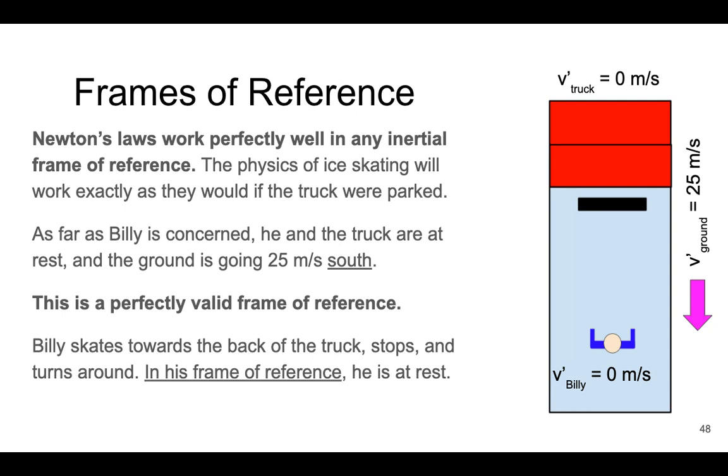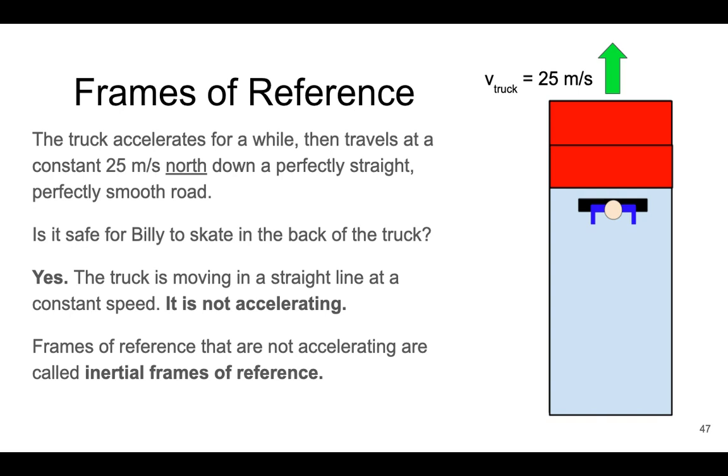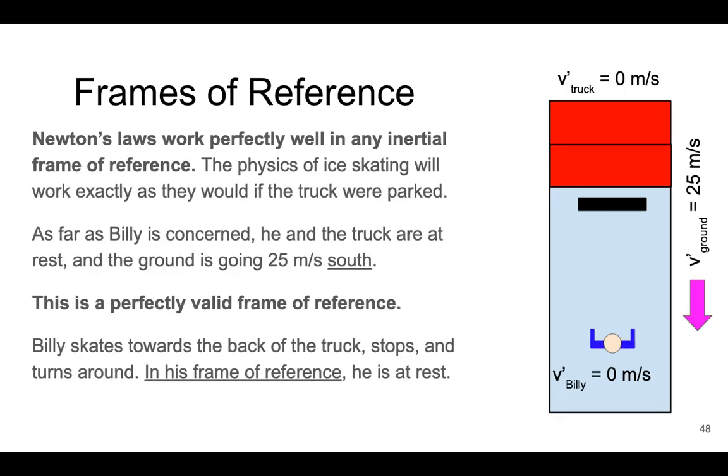So in the old one, velocity of the truck, 25 meters per second. Billy, velocity, 25 meters per second. In this one, the velocity of the truck and the velocity of Billy are zero. So in this frame of reference, V primed, those are zero, and it's the ground that's moving.